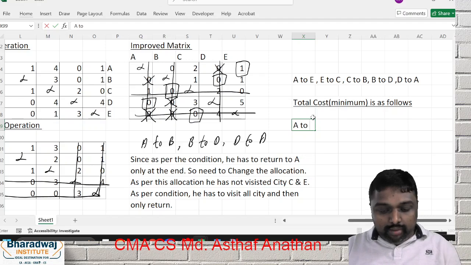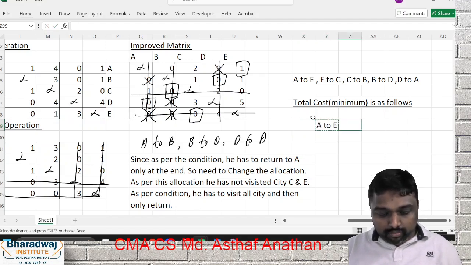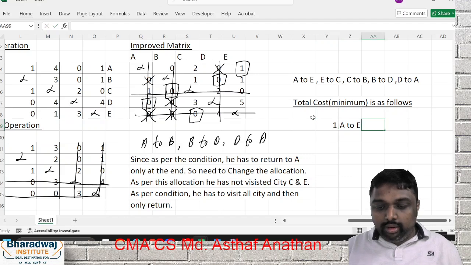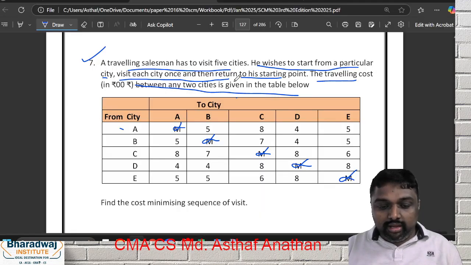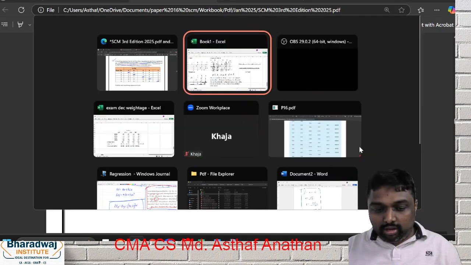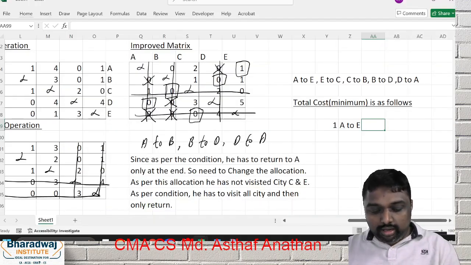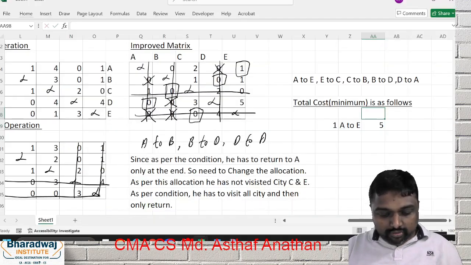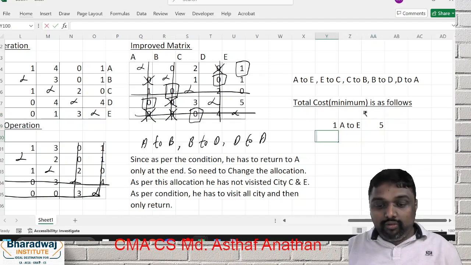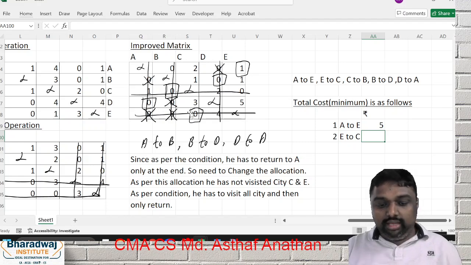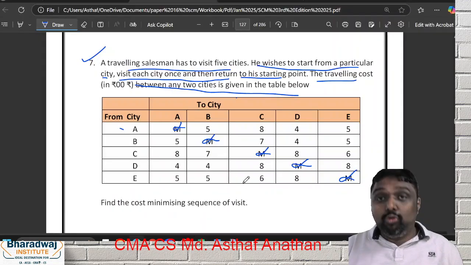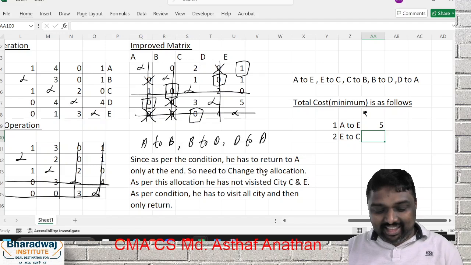So A to E. What is the cost involved? You have to take it from your original question. A to E, the cost in the question is what? 5. A to E, the cost is 5 rupees. Then next you are going for what? E to C. E to C, what is the cost? You identified the cost for E to C. The answer is 6, correct.